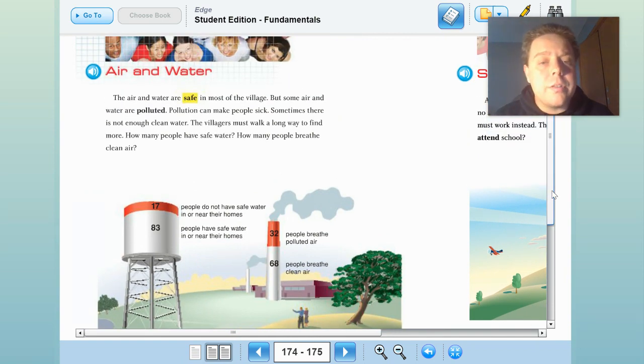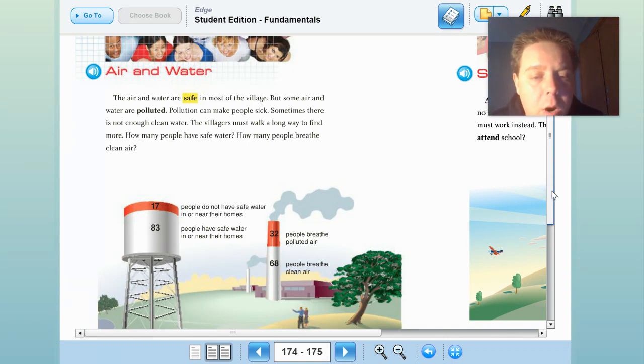The air and water are safe in most of the village, but some air and water are polluted. Pollution makes people sick. Sometimes there is not enough clean water. The villagers must walk a long way to find more. How many people have safe water? How many people breathe clean air?